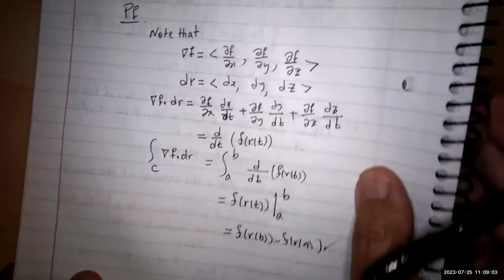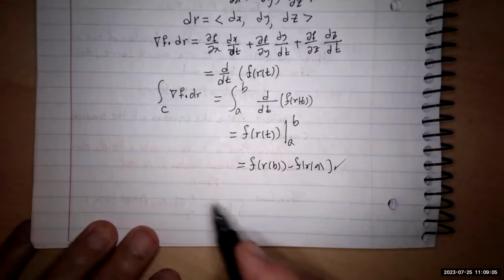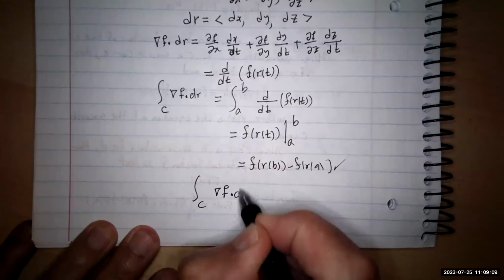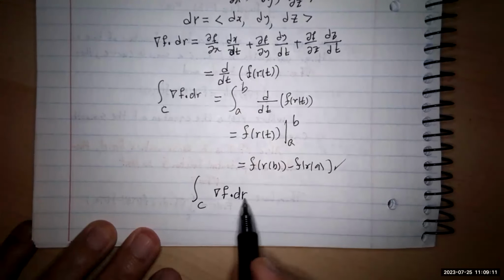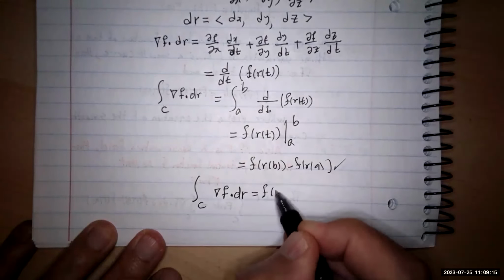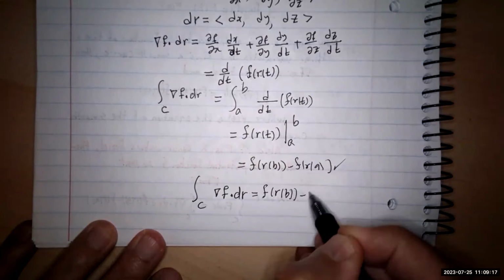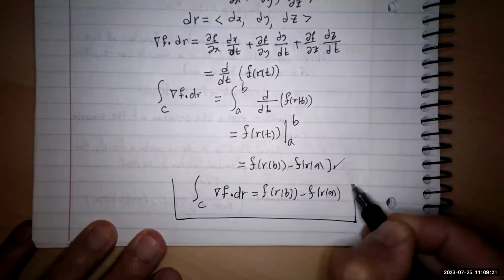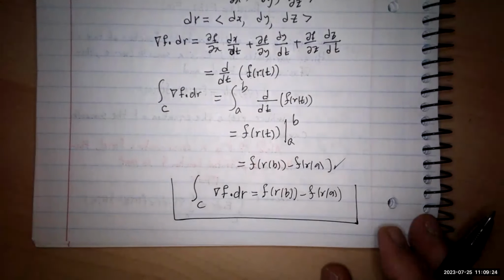See, it's a nice observation. So this means if you want to find the line integral along the curve C, if your function is going to be of this form, you simply evaluate F at the endpoints of the curve. And then you're done. So that would be the fundamental theorem of calculus for the line integral. Any question?